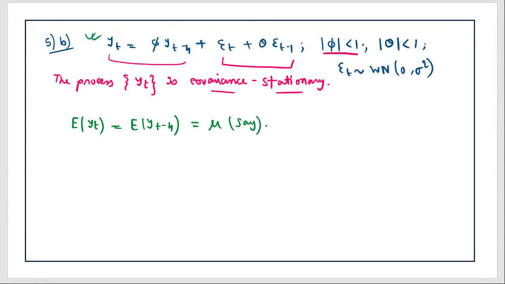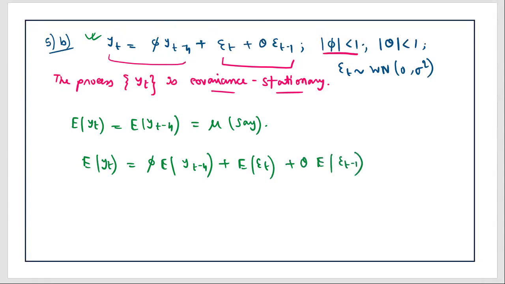Now, if you take expectation on both sides of this process, you will get expectation of Yt equals phi times expectation of Yt minus 4 plus expectation of epsilon t plus theta times expectation of epsilon t minus 1. Now, expectation of Yt is mu. Expectation of Yt minus 4 is also mu because the process is covariance stationary. Expectation of epsilon t is 0. Expectation of epsilon t minus 1 is also 0 because the suffix doesn't matter. This is white noise.